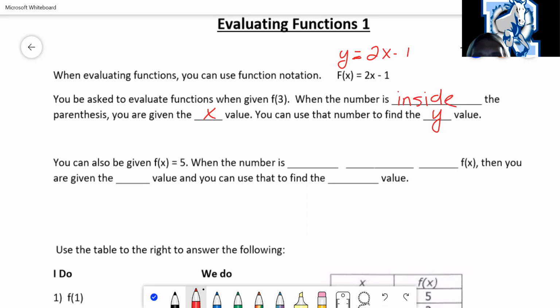The other thing I want to point out, look right here: when it is giving you f and the number is inside the parentheses, that's where the x is. You notice that right here.